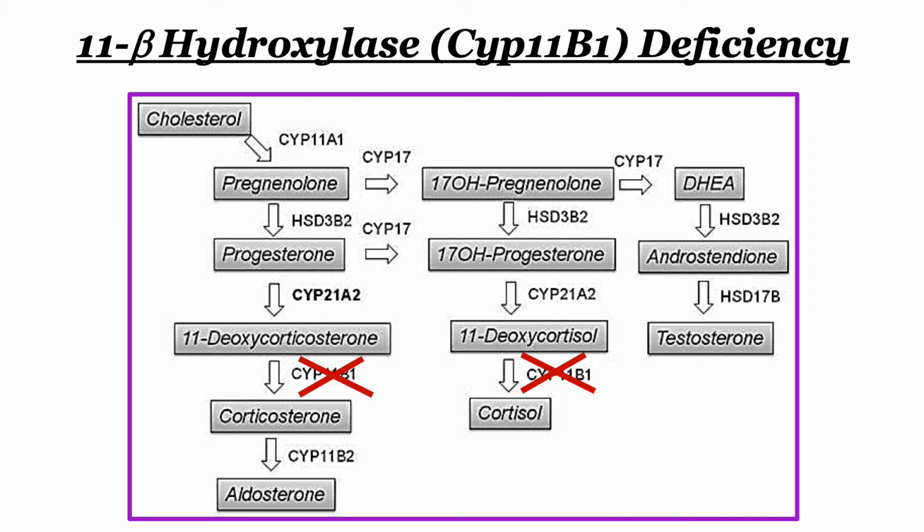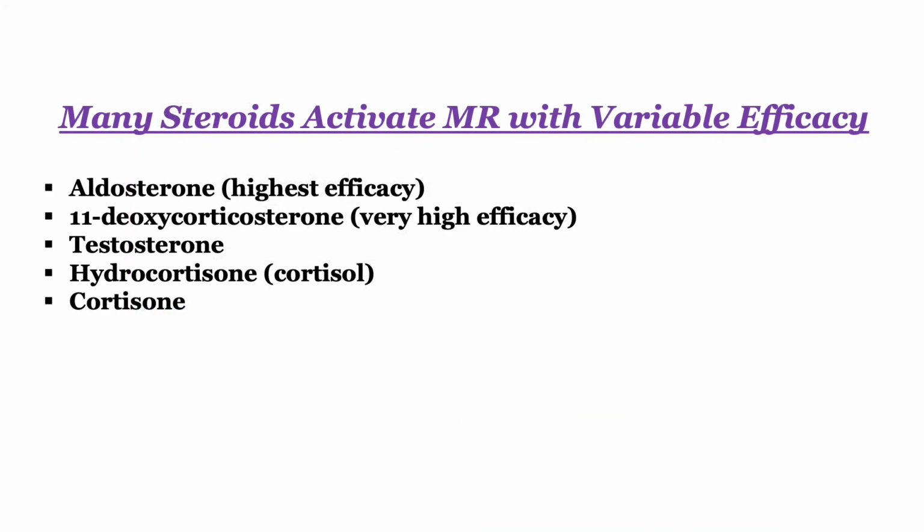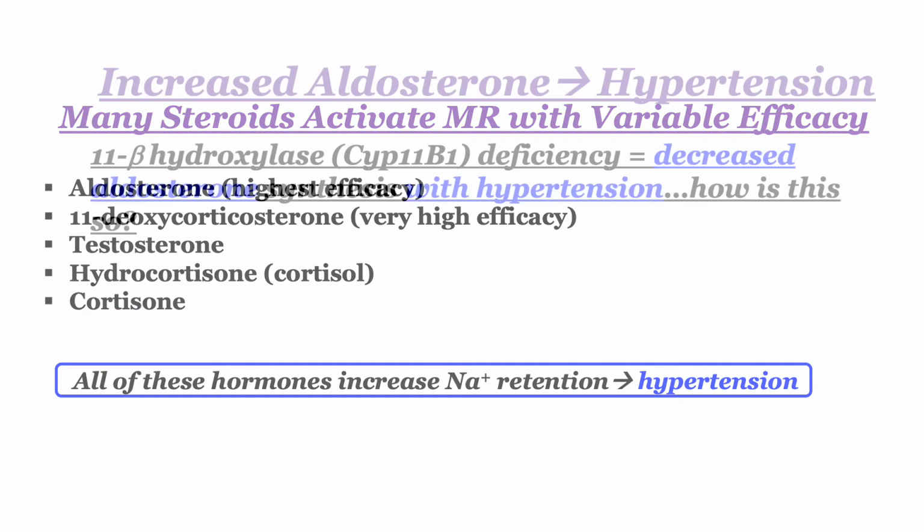Now I'd like to talk about 11-beta hydroxylase deficiency. That's a condition in which this enzyme at this step is knocked out. What you see in those patients is a rise in the levels of 11-deoxycorticosterone and 11. So it turns out many steroids can activate mineralocorticoid receptor with variable efficacy. Aldosterone has the highest, followed by 11-deoxycorticosterone, and testosterone, hydrocortisone, and cortisone have their own efficacy. All of these hormones.